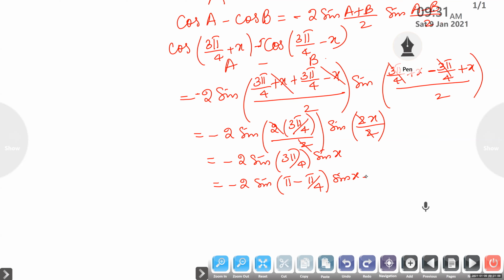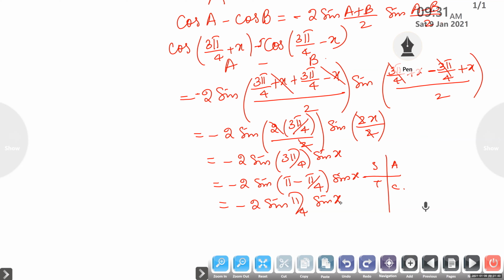And what is sine of 180 minus theta? Sine of pi minus theta. In which quadrant will you get sine of 180 minus theta? Second quadrant. We are reducing from 180, so it comes in the second quadrant. In the second quadrant, sine is positive. So here it is the same as minus 2 sine pi by 4 into sine x.